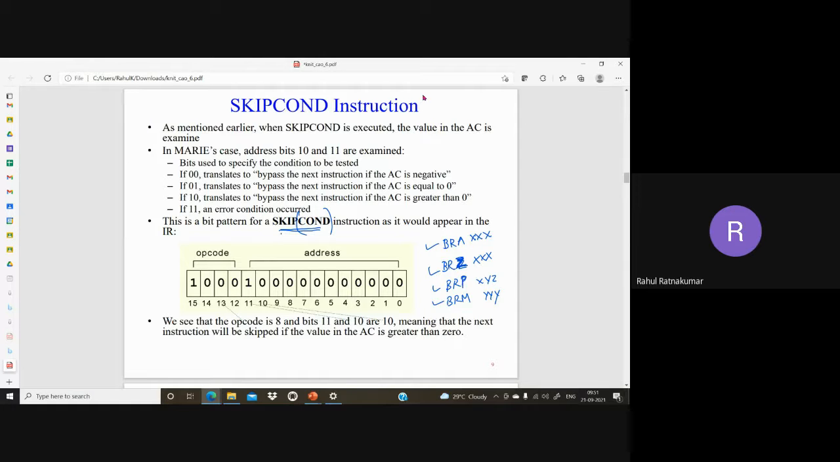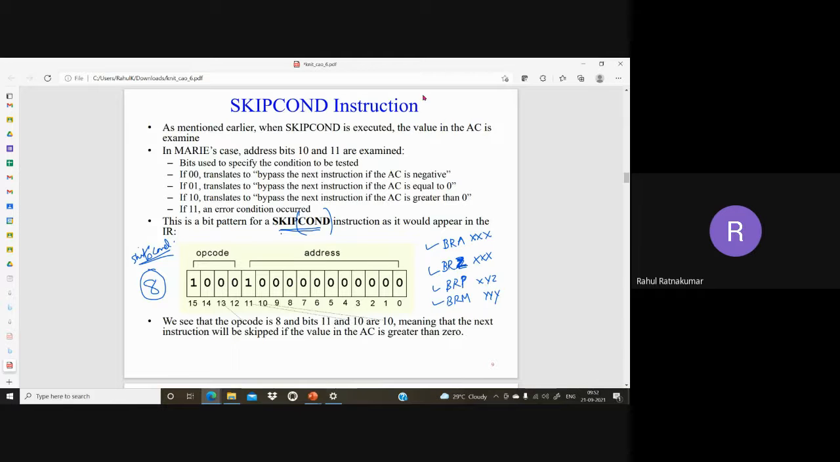You can see the opcode is 1000. That means the opcode is 8. Opcode is 8, that means the instruction is skip con. When the opcode is 8, the instruction is skip con. So what is the meaning of this skip con?